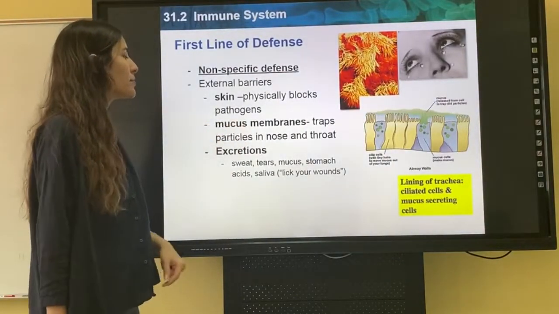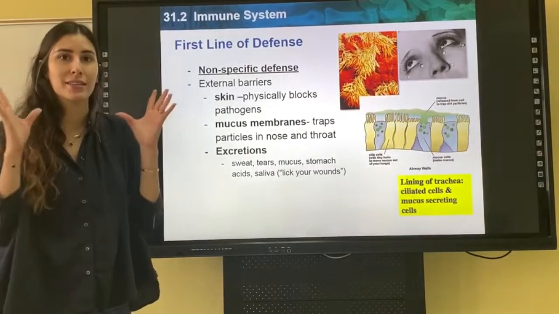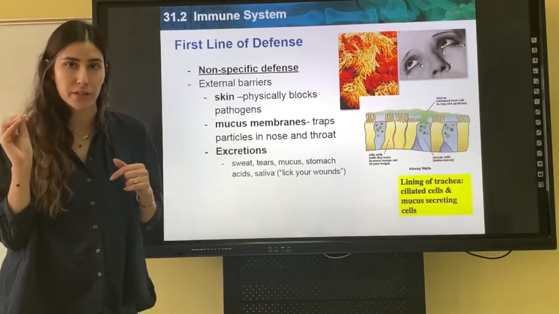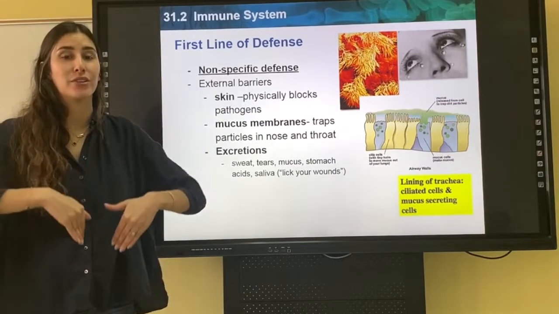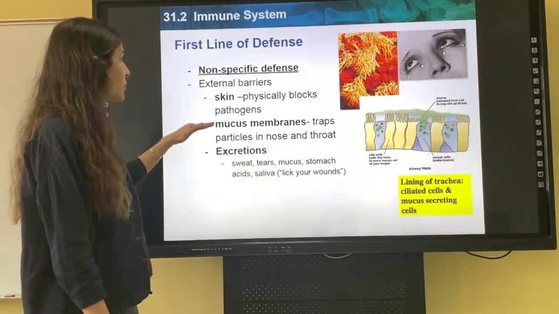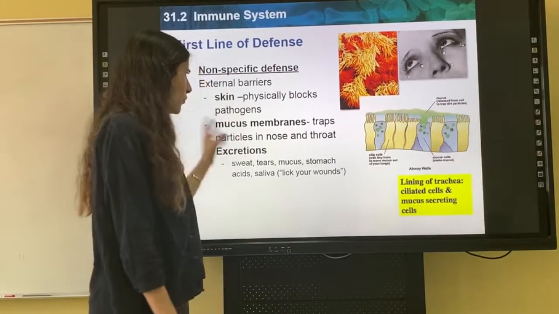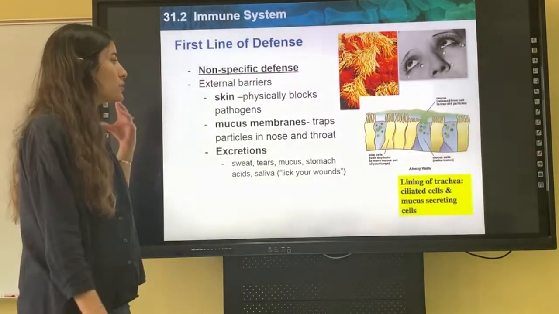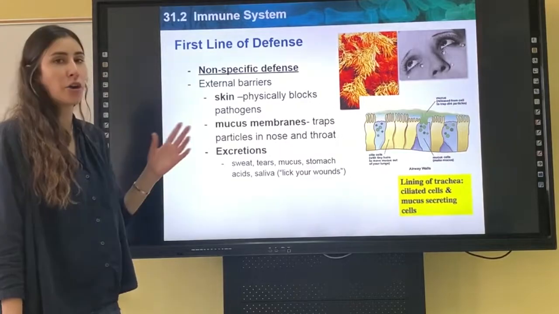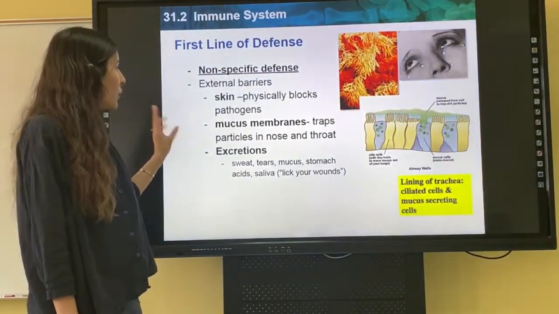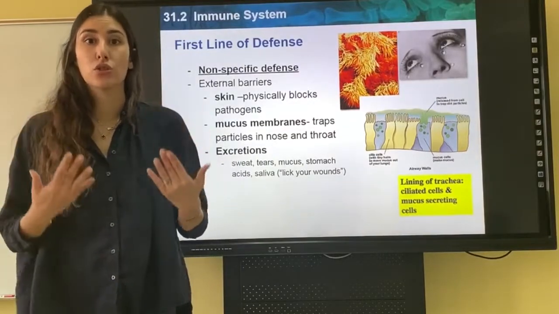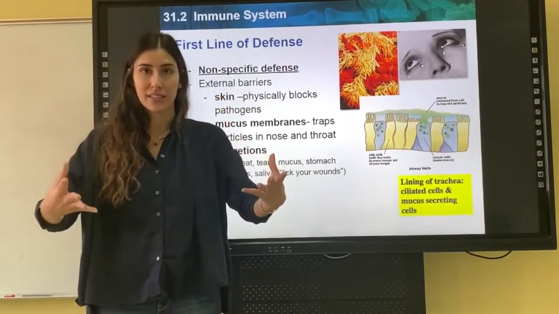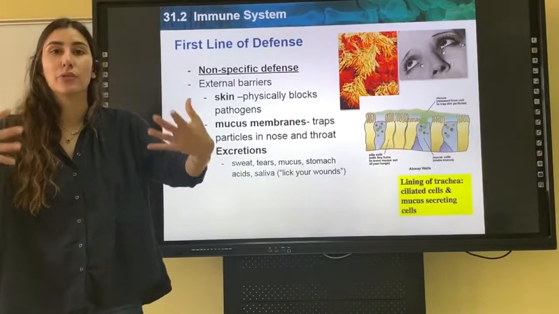Then we have the mucous membrane, which, like we said, is like glue. It traps particles, it traps pathogens. The whole point is that you don't want them to enter further into your body. So the mucous membrane will trap these pathogens so that they can be gotten rid of easier. We also have excretion. So the word excrete, okay, to excrete something is to release it, to produce it and release it.